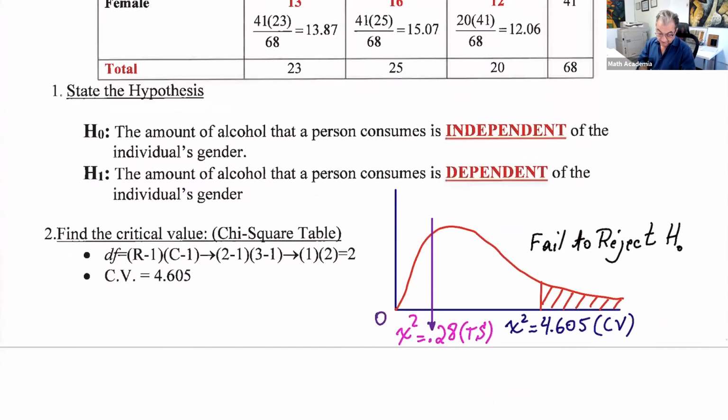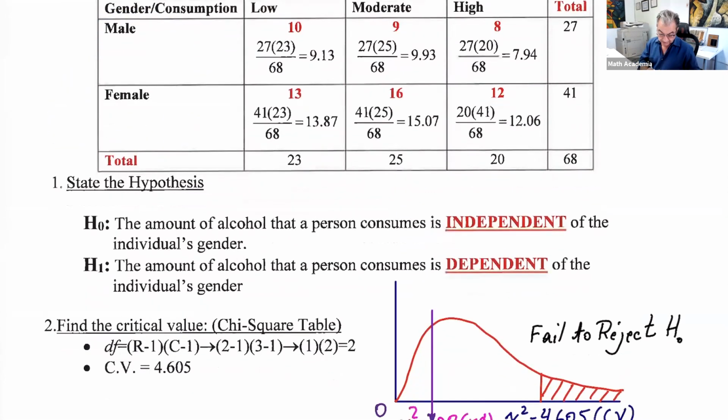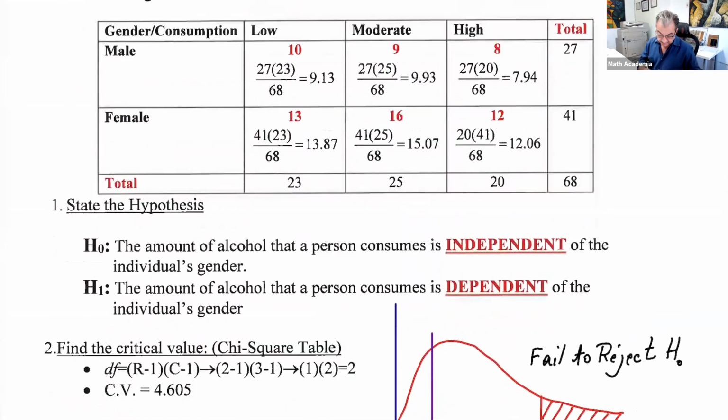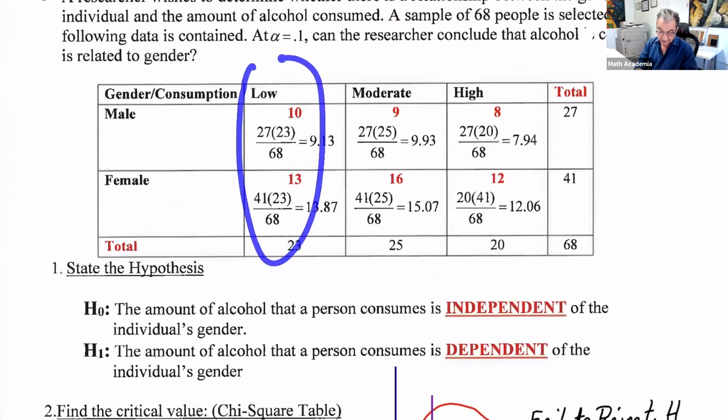Let's find the critical values. The critical values, so first the degrees of freedom is R minus 1. We have only 2 rows. Do not count the total, which is 2. And times C minus 1, we have only 3 columns.